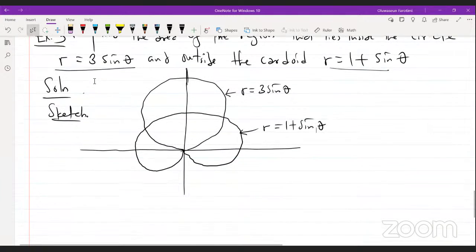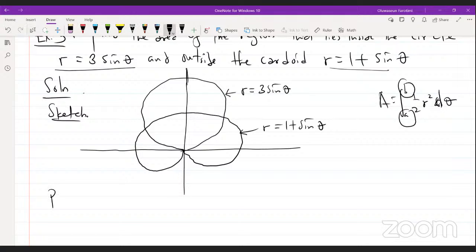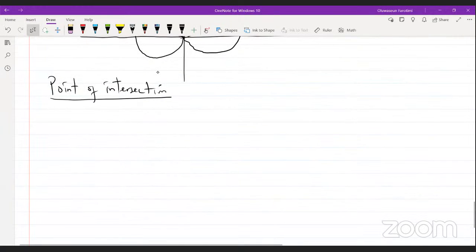So the next point of interest: remember that the formula we're working with is the integral from a to b of 1/2 r squared d theta. I need to know my lower bound and my upper bound, and that's where the point of intersection comes to mind. How do we do that? We set the two polar curves equal to each other. R equals 3 sine theta, and also R equals 1 plus sine theta. So I set them equal, then I solve for theta.